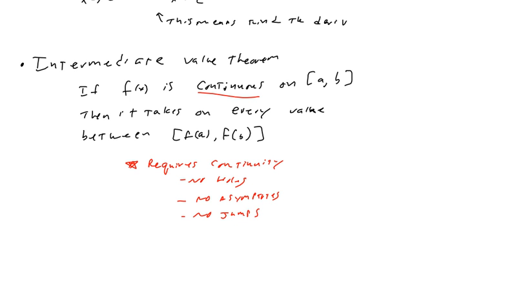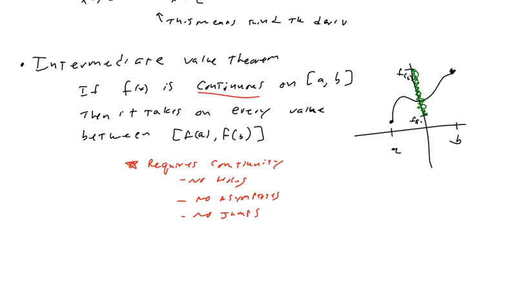Most functions are continuous, right? If there's an asymptote or a break, or if it's a piecewise function, they love to give you piecewise functions. If it's a piecewise function, check to see if it's continuous before you can do it. So the intermediate value theorem basically says if you have a graph that starts at A and ends at B, and you have some value here, f of A, and some value here, f of B, the graph is going to touch all the values between f of A and f of B.